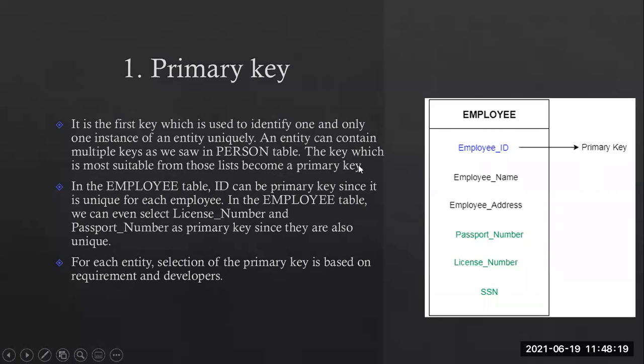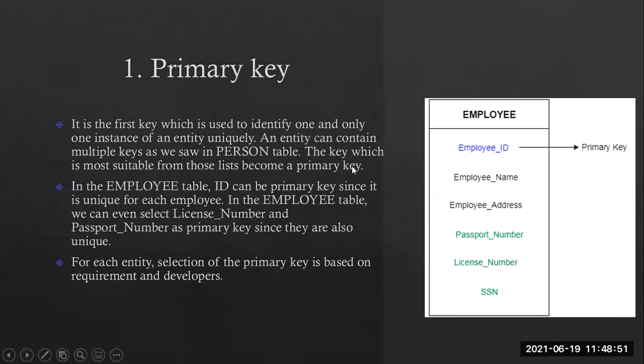How are we going to identify which key to make the primary key? Now in the employee table, I have specified an example on the right side for your reference. In the employee table, ID can be the primary key since it is unique for each employee. Take an example from your class, 4th semester A division: roll number or university seat number can be a unique key since it is a unique value for each student.